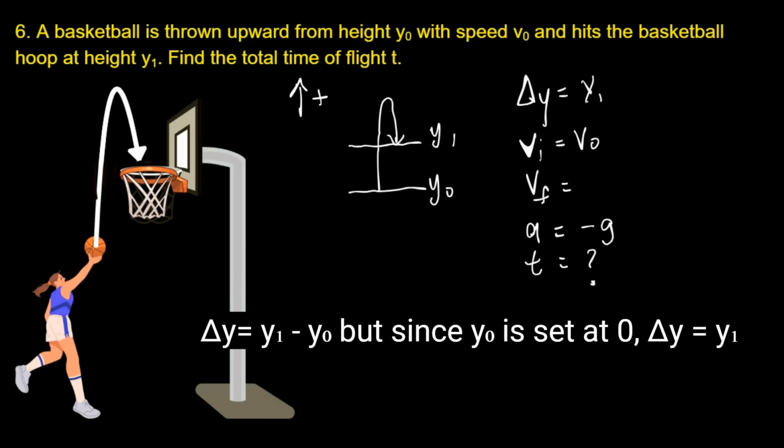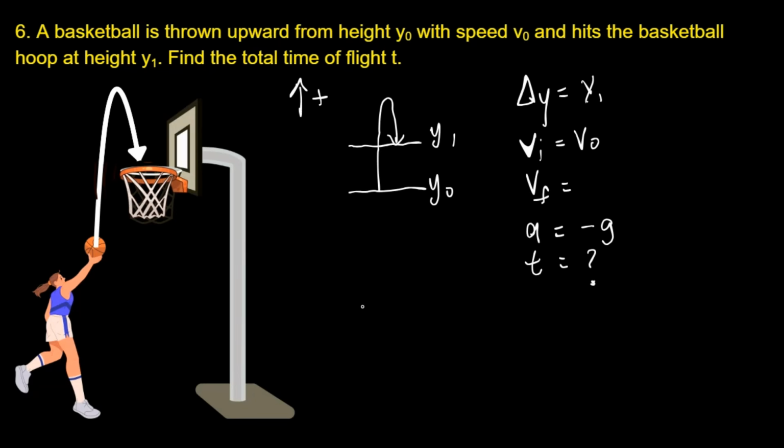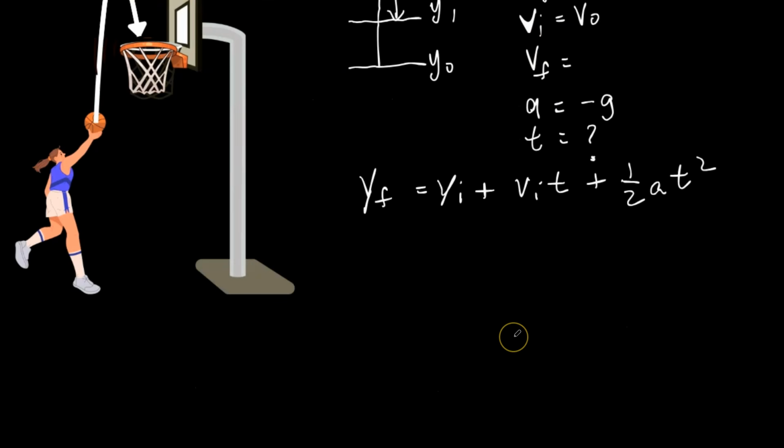To solve this problem, we're going to use our kinematic equation that has the variables that we know and that we're looking for. So the one we don't know is v final. So if we find an equation that does not have v final, that's the one we're going to use. And that equation is going to be y final is equal to y initial plus v I t plus 1 over 2 at squared. We're looking for t, so we want to isolate.